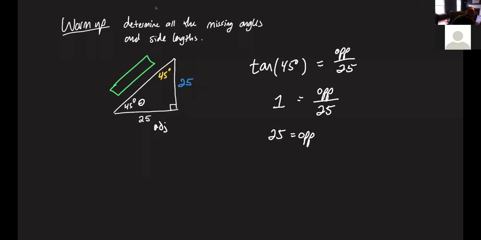And then the last thing we have to do is figure out what the hypotenuse is. There are multiple approaches to this. You could use the Pythagorean theorem, or you could use different trigonometry. If you wanted to, you could use sine or cosine. Either one is going to be fine here. So Nick, what did you use? I used the Pythagorean theorem. All right, so the Pythagorean theorem says 25 squared plus 25 squared is the length of my hypotenuse squared.